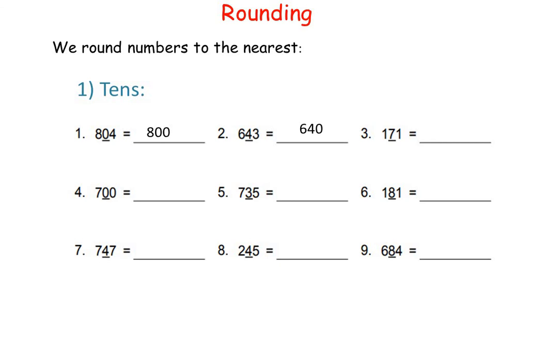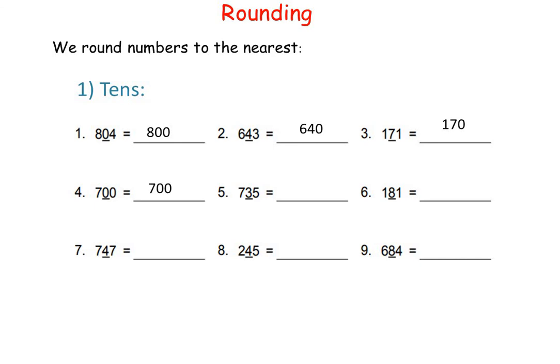Number 3, it's 171. I underline the target place, which is the tens place. Okay, look at the right. It's a weak number. It will help me keep the same. So the answer will be 170. Okay, 100 will stay the same.